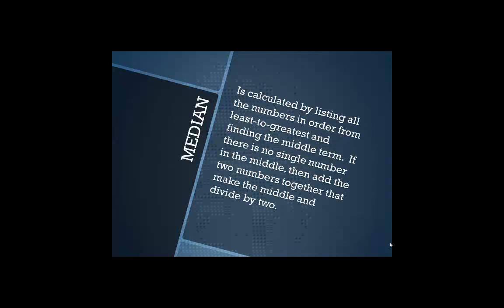The median is calculated by listing all the numbers in order from least to greatest and finding the middle term. If there is no single number in the middle, meaning that there is an even number of numbers in your set of data, then you must find the mean of the middle two numbers. You do that by adding the two numbers together and dividing by 2.